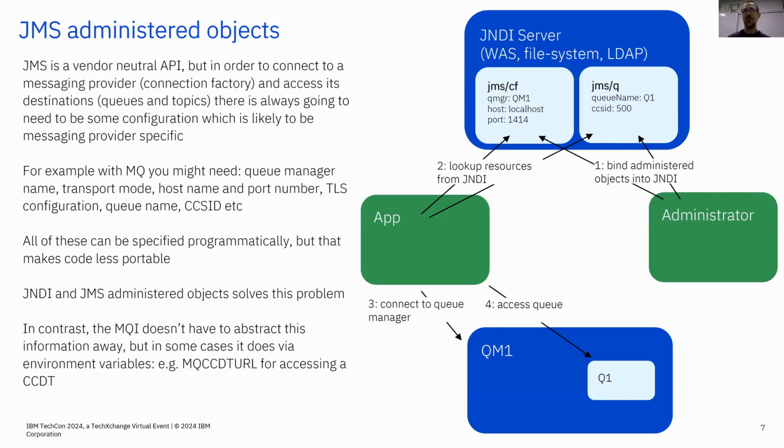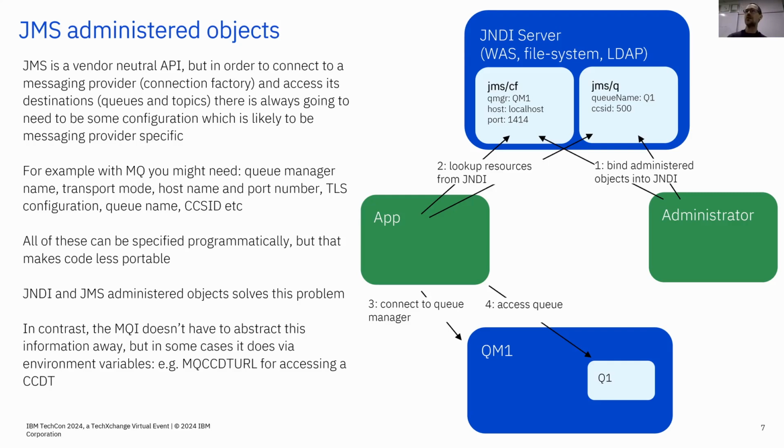So JNDI is something called Java Naming and Directory Interface, and it basically represents a way of loading configuration and being able to look it up via a text string. So what you do is you pre-configure connection factories, you pre-configure any destinations, so they're specific for MQ, and that's step one, and that's done by an administrator. And then from your applications, you look these resources up from that JNDI repository using a string. So in this case, that might be JMS CF for the connection factory or JMS Q for the queue.